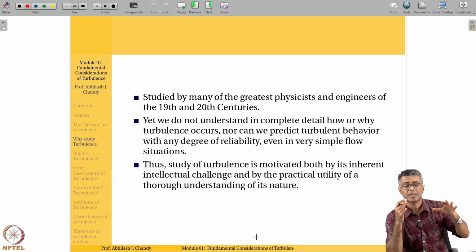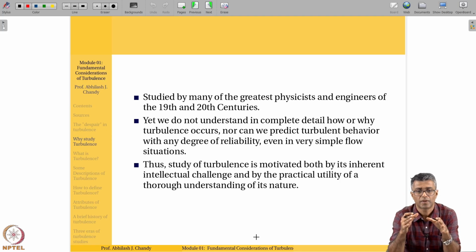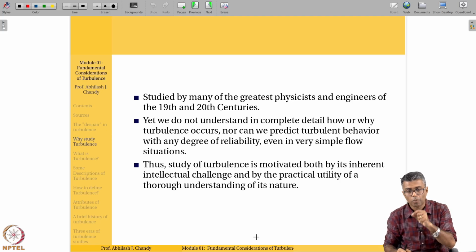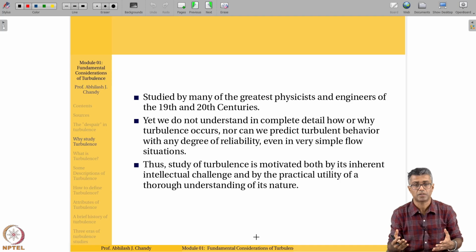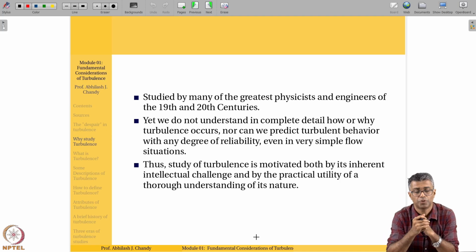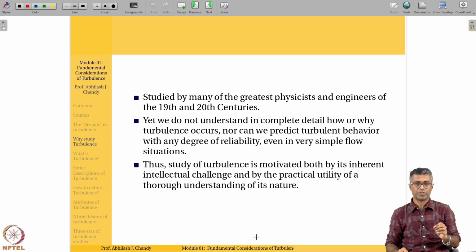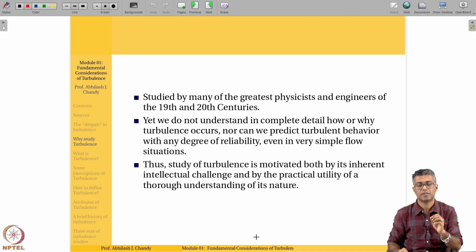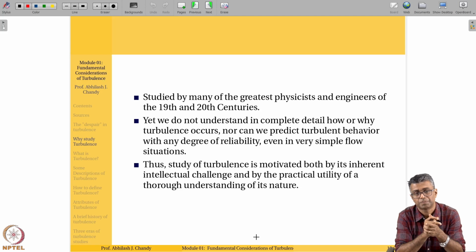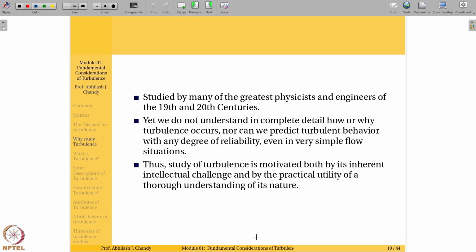But also, there is an intellectual challenge to understanding turbulence. The intellectual challenge has to do with the fact that there are so many complications associated with this phenomenon. The wide range of length scales, the unpredictability, the irregular patterns that do not repeat themselves, the non-repeatability. That brings the intellectual challenge into play. So that is our motivation here. That is how we are trying to answer this question. Why study turbulence? It is motivated by the inherent intellectual challenge and the practical utility.